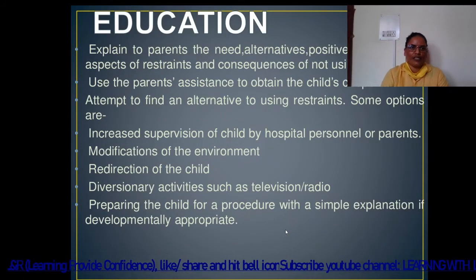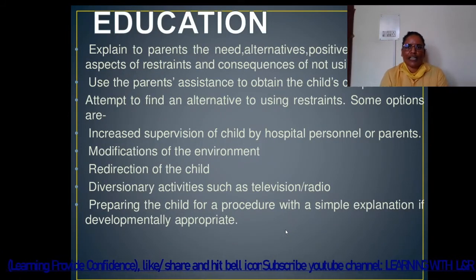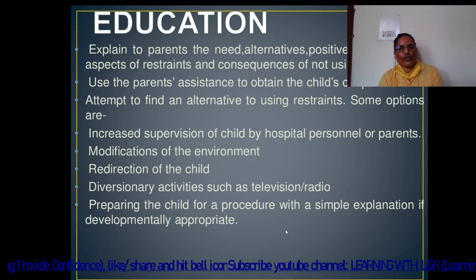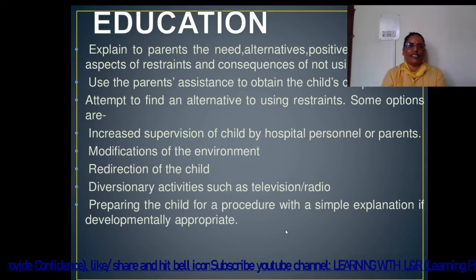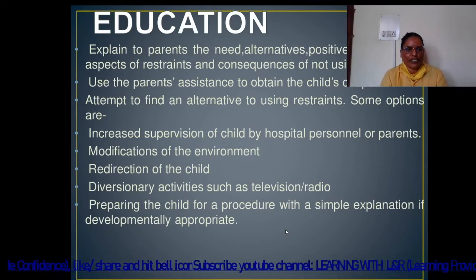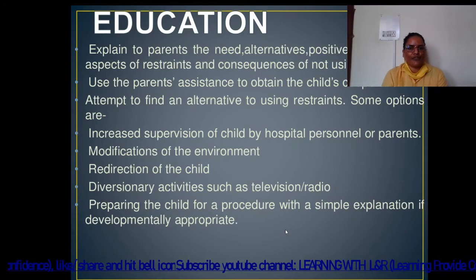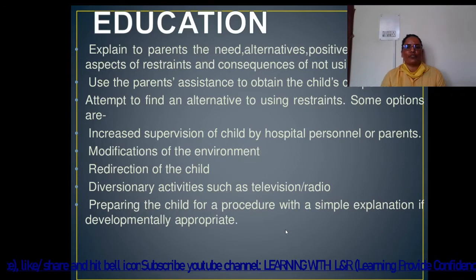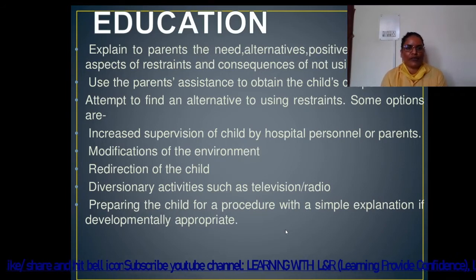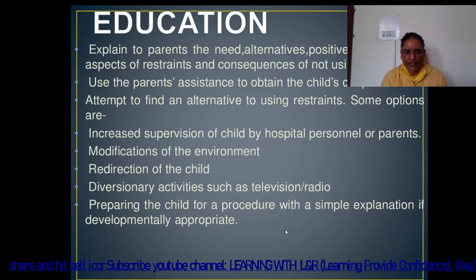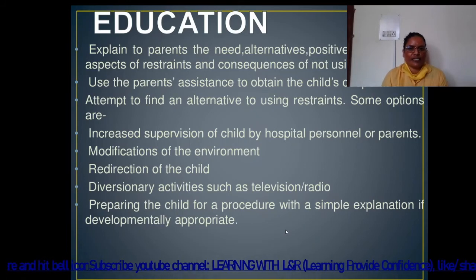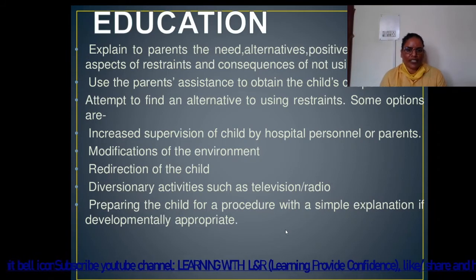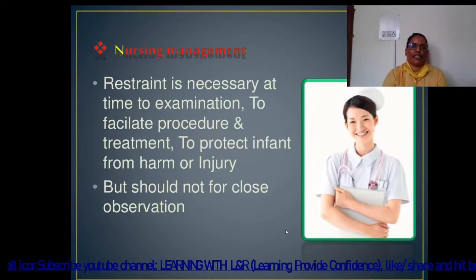Then education. Explain to parents the need, alternatives, positive and negative aspects of restraints and consequences of not using restraints. Use the parents' assistance to obtain the child's cooperation. Attempt to find an alternative to using restraints. Some options are increased supervision of the child by hospital personnel or parents, modifications of the environment, redirection of the child, diversionary activities such as television, radio, and preparing the child for a procedure with a simple explanation if developmentally appropriate.